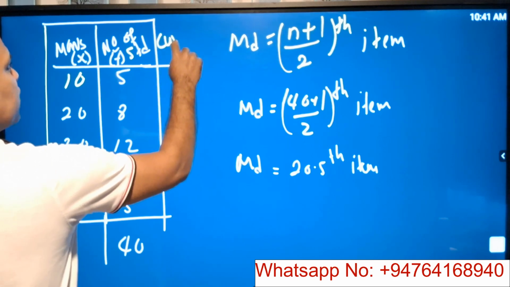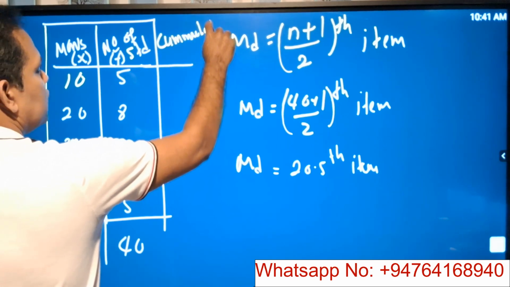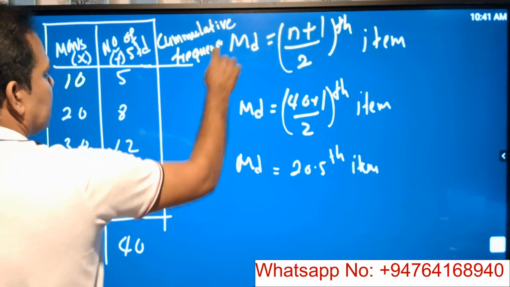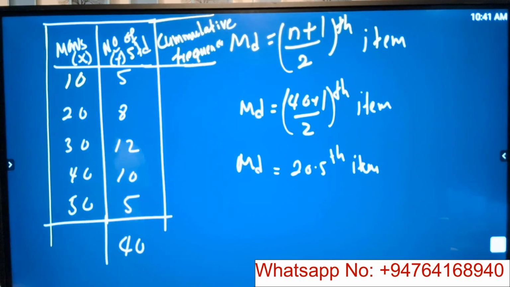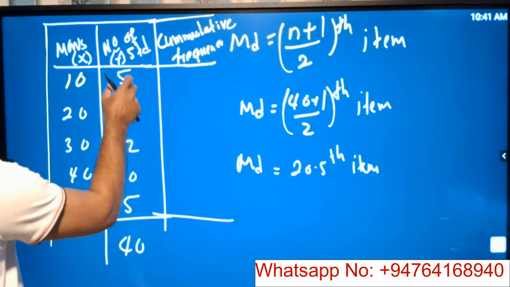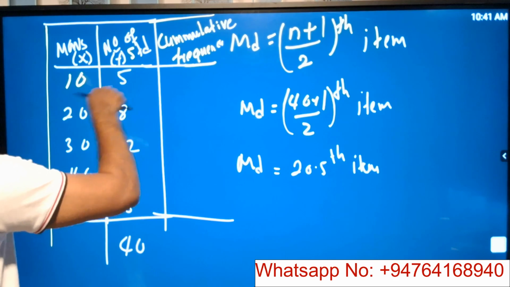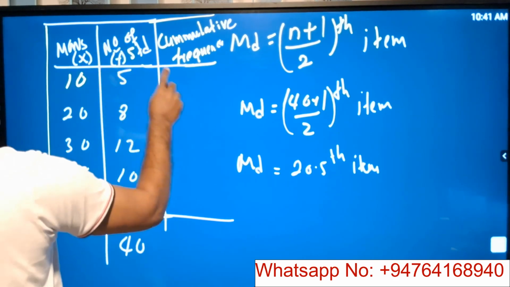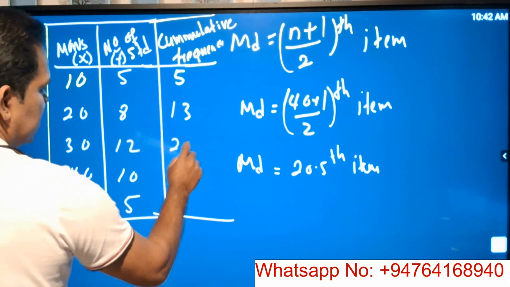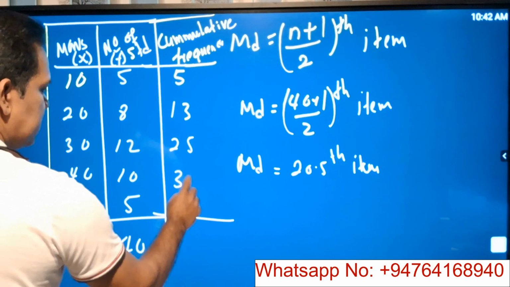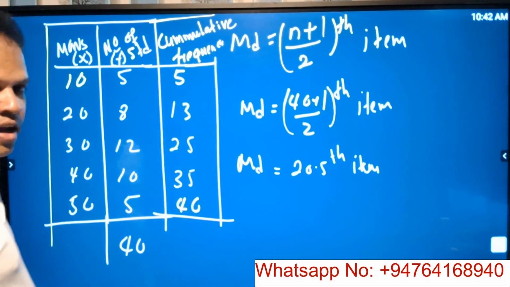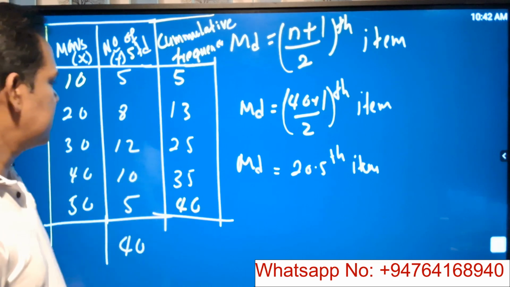Cumulative frequency. What should be found? Cumulative frequency. What is the cumulative frequency? Very simple. Cumulative frequency is always the sum of the frequencies above, plus the considered frequency. 5 plus 0 is 5; 5 plus 8 is 13; 5, 8, 12 is 25; 5, 8, 12, 10 is 35; and 5, 8, 12, 10, 5 is 40. This is the cumulative frequency. What is meant by this?